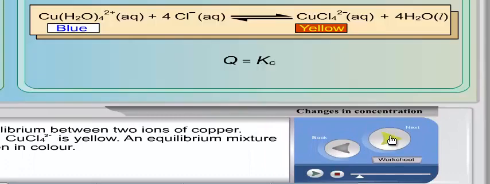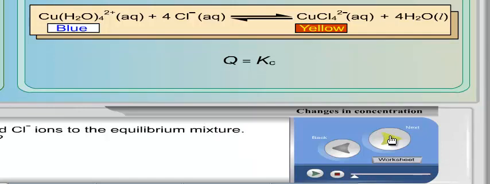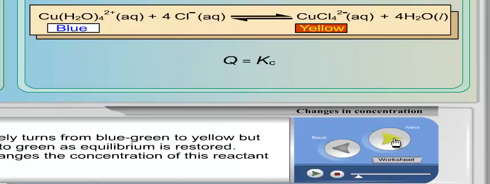Let us look at the equilibrium between two ions of copper. Tetra-aquo-copper 2+ ion is blue and tetrachlorocopper 2- is yellow. An equilibrium mixture of the two is blue-green in color. Click the NaCl button to add Cl- ions to the equilibrium mixture. What do you observe? Answer: the mixture immediately turns from blue-green to yellow, but eventually turns back to green as equilibrium is restored.